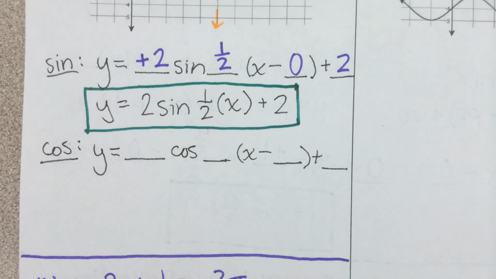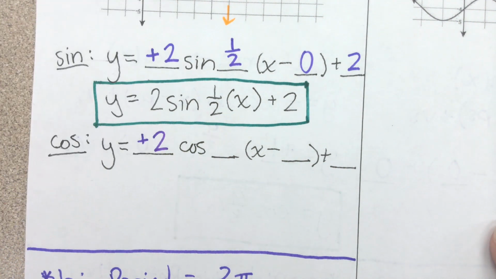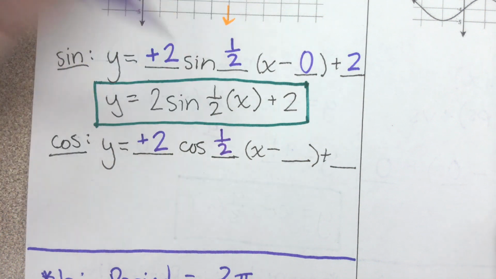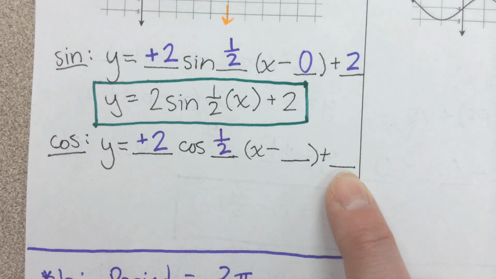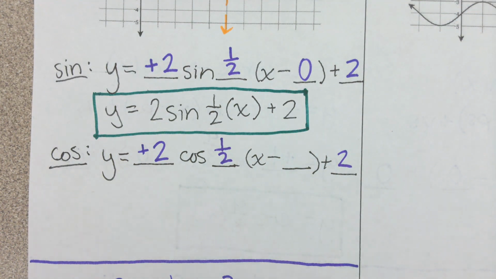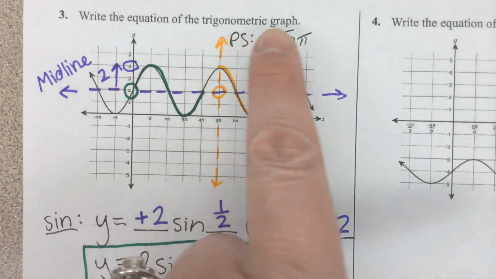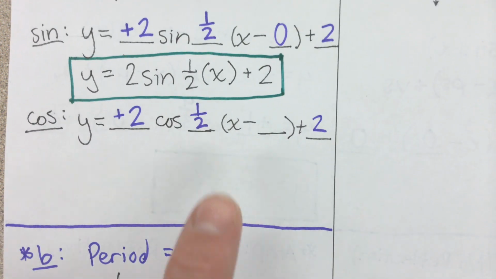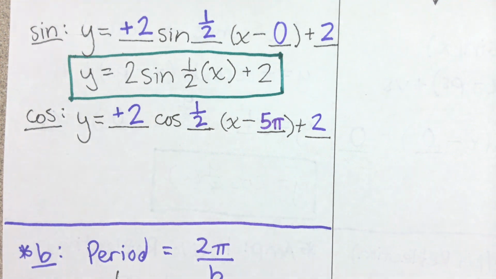So here's the convenient thing. A and B don't change. They are the same for the entire graph. So it's positive 2 in the front. B is still a half. And the vertical shift can't change either. That affects the entire graph. So it's still plus 2 at the end. So the only thing we're changing is the phase shift. So I went to the right, 5 pi. I kept that minus there for a reason. So it's going to look like x minus 5 pi.